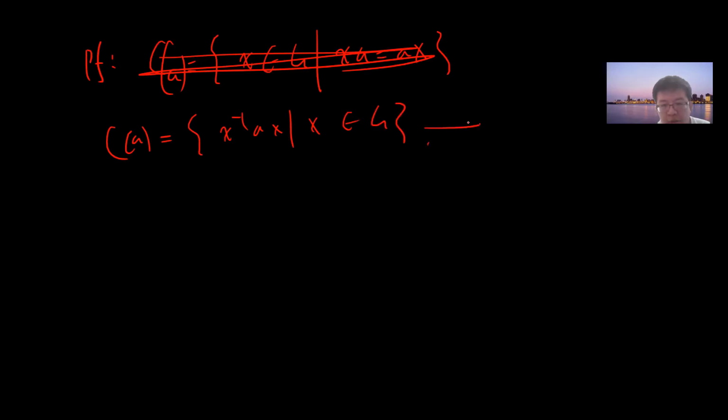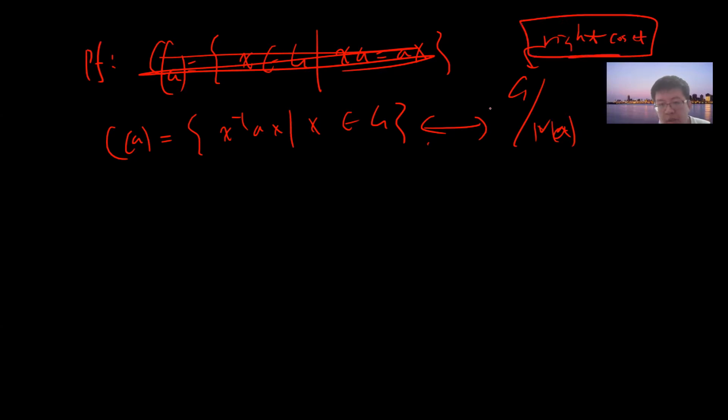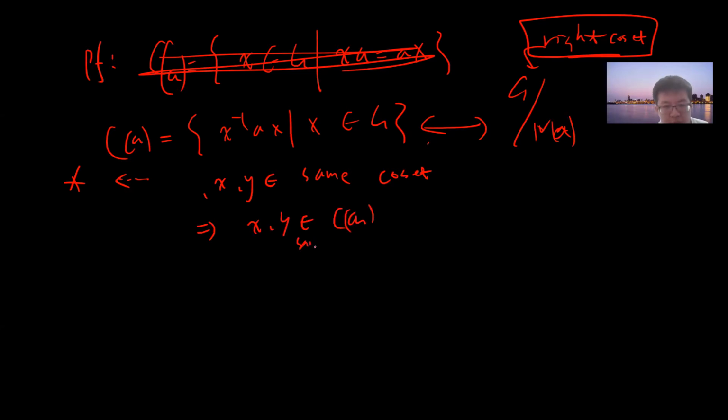And I want to prove it's in one-to-one correspondence with G quotient N of A. N of A is a subgroup, not necessarily normal, so I need to use the right cosets. So I start by proving this direction. If I'm given any X, Y belonging to the same coset, then I want to prove that they give the same element of C_A.